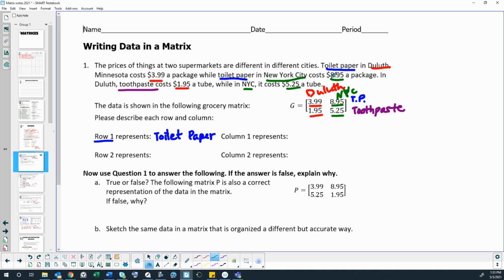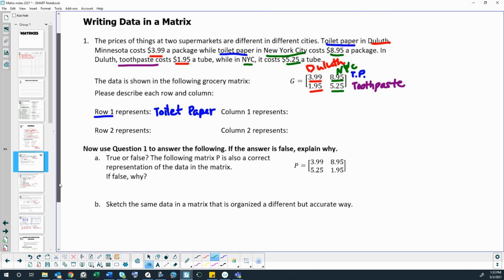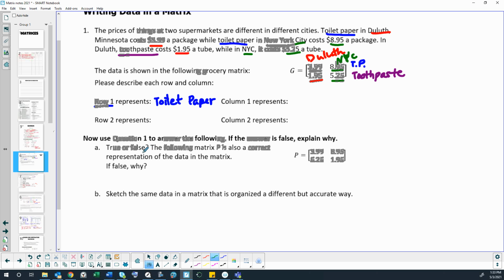So now that we've kind of labeled what the numbers mean, you can finish filling these in to tell me what row 1 represents. We already did that one together. What column 1 represents, what column 2 represents, what row 2 represents. You've got this. So please finish question 1 for me. Okay, now we're going to use question 1 to help us answer the following questions. If the answer is false, we need to explain why.